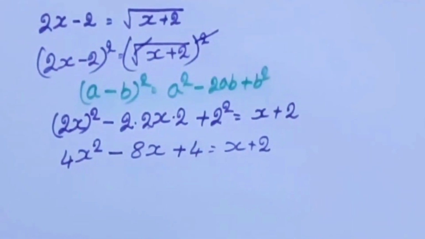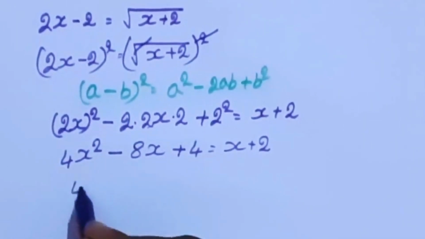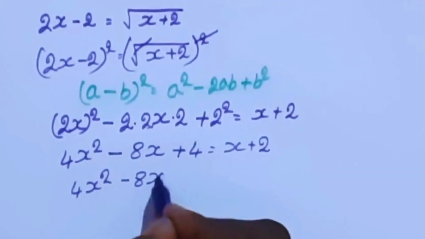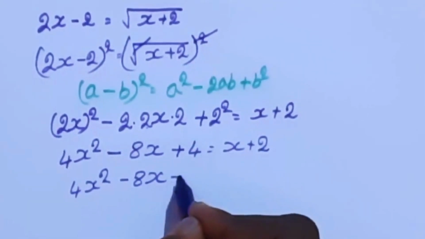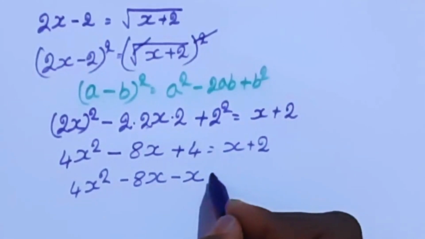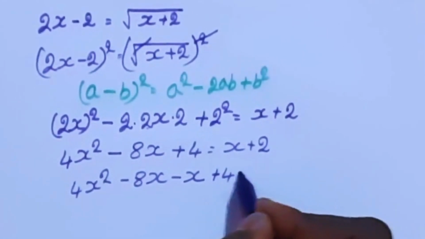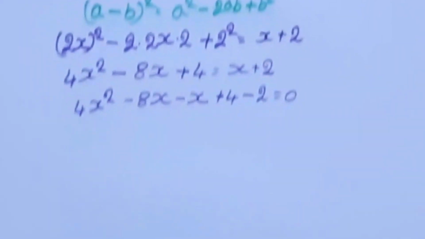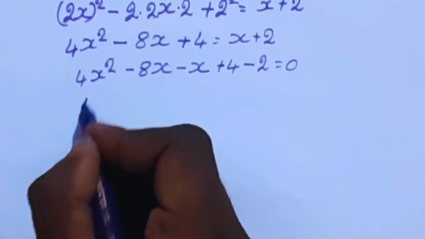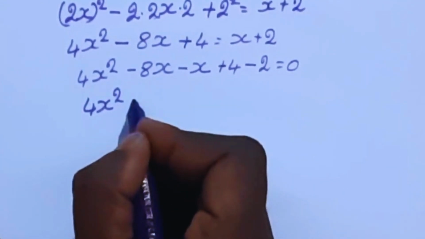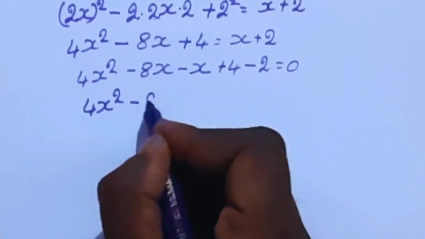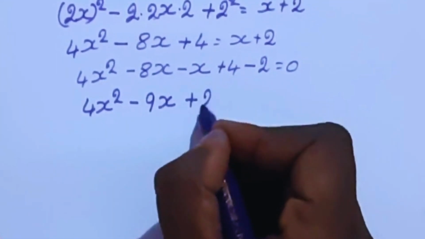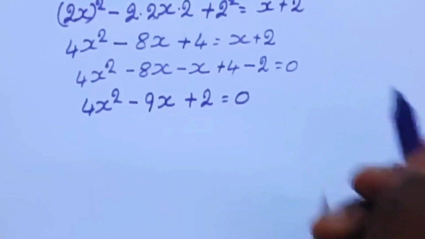Now 4x square, this minus 8x. We are moving this to the left hand side, so x minus x, plus 4 minus 2 equal to 0. Now 4x square, this is minus 9x, here it is plus 2 equal to 0.